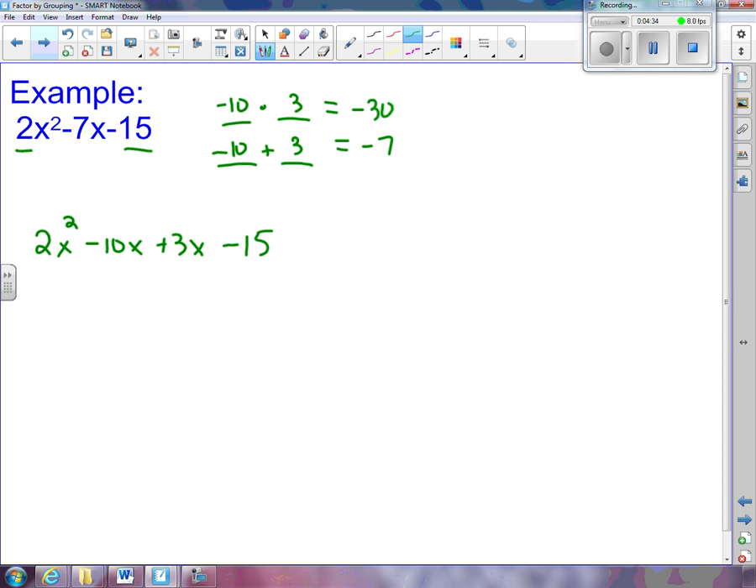So the way that you can check if this is right is you have to make sure that it is equivalent to the original statement that you've had.